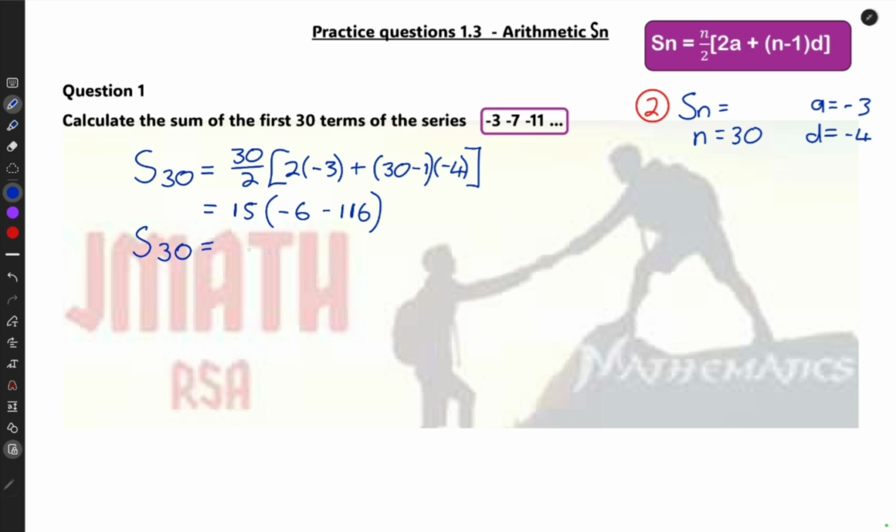Final answer would be -1830. Okay, so I would give this 2 marks, 1 mark for subbing in correctly. They made it very clear what they're looking for. So sometimes if it's a difficult sum, like you'll see later on, you get a mark for actually choosing the correct formula. In this case, they made it clear it was the Sn formula. And then just a mark for your answer. Okay, so 2 marks for that question.